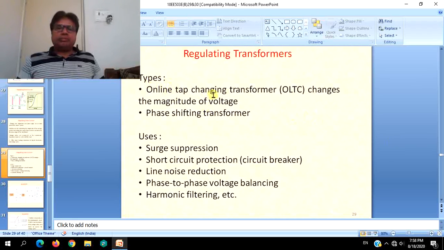There are two types: one is used for control of magnitude, the other is for phase. The first one is on-line tap changing or OLTC, also called the on-load tap changing transformer, which changes the magnitude of voltage. The other one is the phase shifting transformer. Obviously, the regulating transformer is used for higher ratings, for surge suppression, short circuit protection, during circuit breaker operation, line noise reduction, phase-to-phase voltage balancing, harmonic filtering, etc.